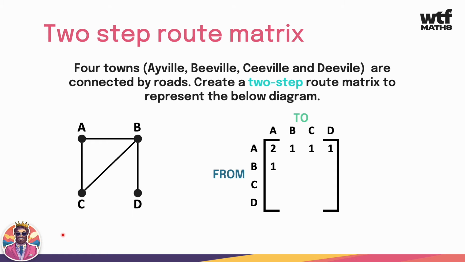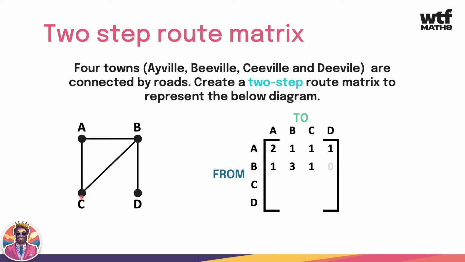Alright, next one, from B to A, there's only one way, and that would be from B to C and then C to A. Next one, B to B, there are 3 possibilities here, because you can go B, A, B, B, C, B, B, D, B. B to C, only one possibility, and that's B, A, C. There's no other way for you to get there in 2 steps.